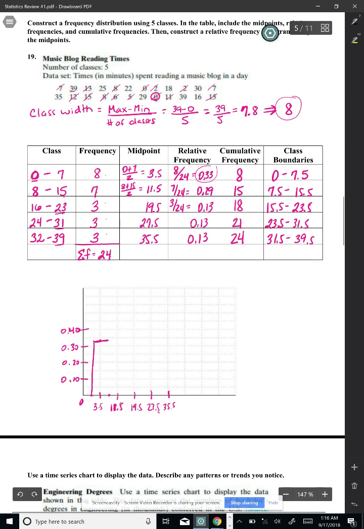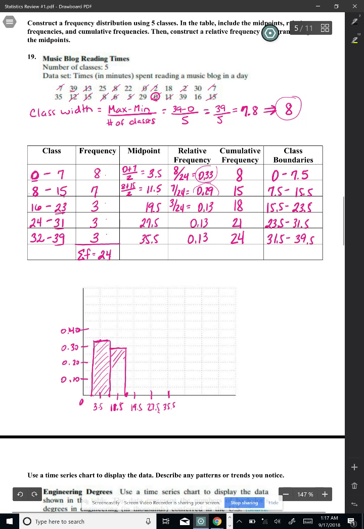Our bar doesn't go all the way over to the 0, so we start a little, that's why I started kind of in the middle. And we draw that bar and it gets shaded in. And then the next bar will connect to this. So the 11.5 midpoint was 0.29, so that means we're going to go just here, just below the 30%.